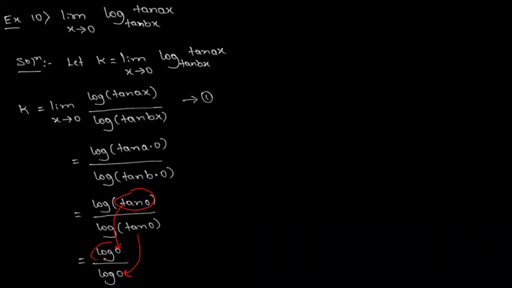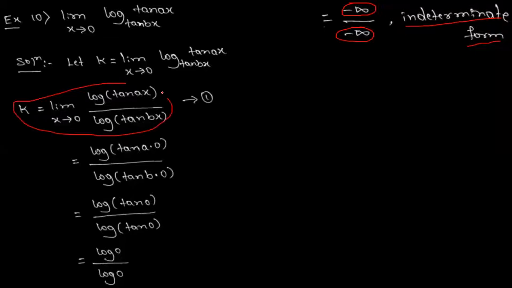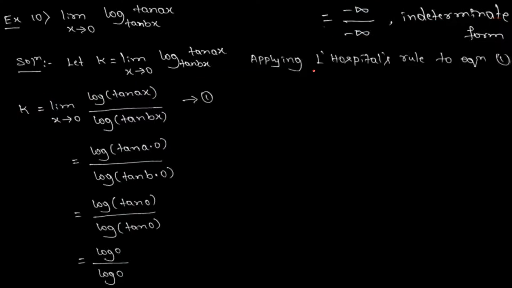Now the value of log 0, you need to remember, is minus infinity. Divided by log 0 is minus infinity. So it is of the form infinity by infinity, which is indeterminate form. So we can apply L'Hospital's rule to equation number 1. Let us apply L'Hospital's rule now.